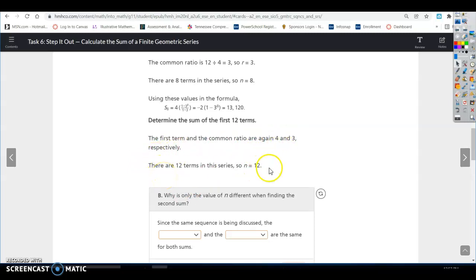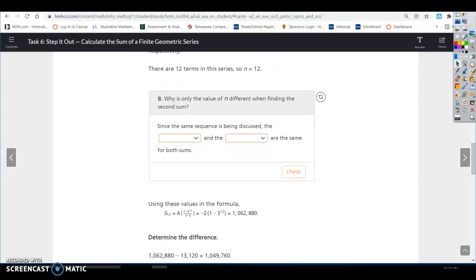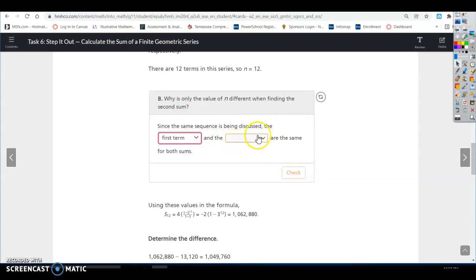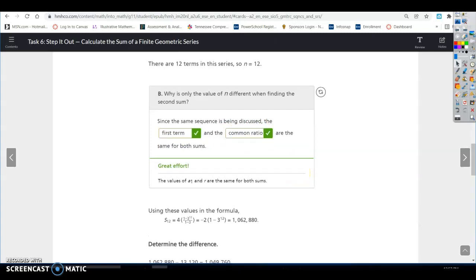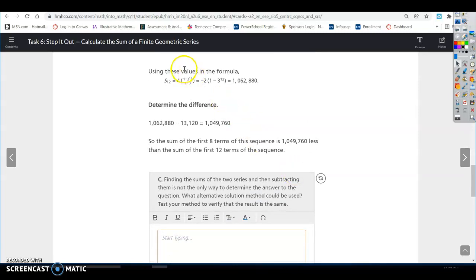Okay? All right, so the first term and the common ratio are 4 and 3 again because we're using the same series, and now we're going to use the 12th term. All right, so why is only the value of n different? Because we're using the same series like we talked about. So since the same sequence is being discussed, the first term and the common ratio will be the same. All right, so using these values in the formula, okay, again, use your calculator. Make sure you use parentheses correctly. You're going to get the first 12 terms.